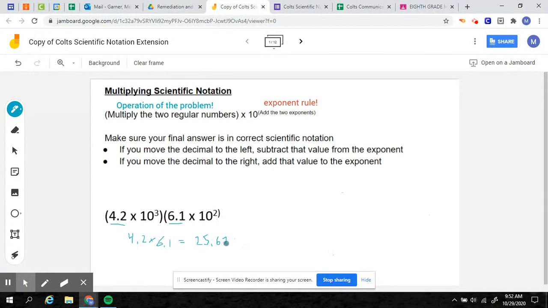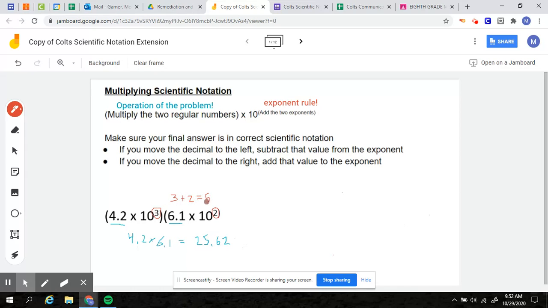The second step that I'm going to do is use my exponent rule. So remember, in a multiplication problem, our rule is to add. So I'm going to take my two exponents here, the 3 and the 2, and add those together. So 3 plus 2 equals 5.